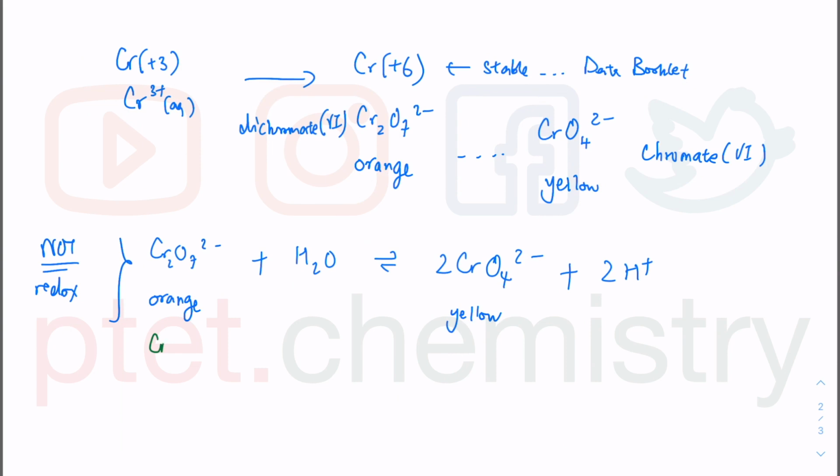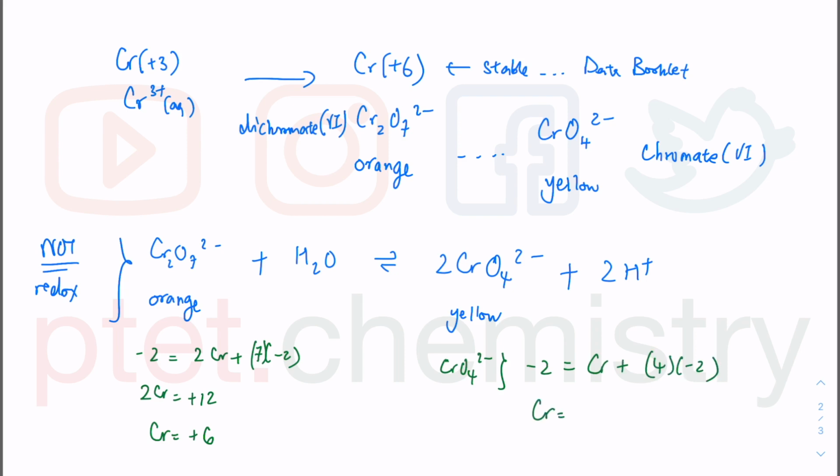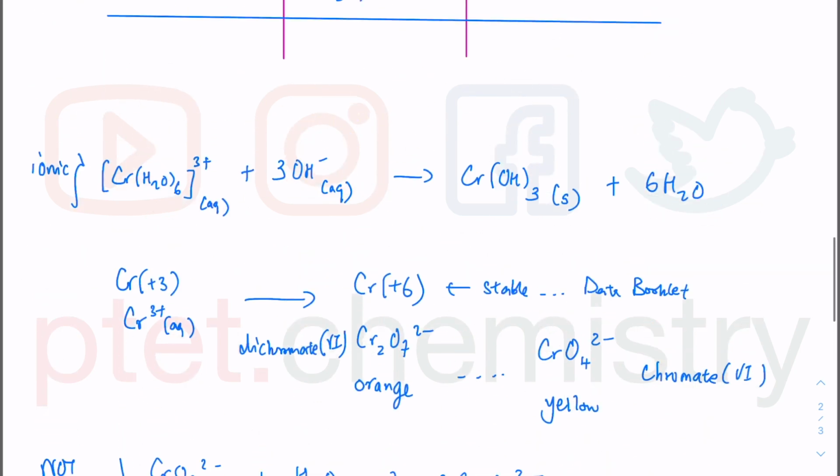So if you have Cr2O7 2 minus, minus 2 overall charge, 2 chromium plus 7 times minus 2. The oxidation state of each oxygen in the compound is minus 2, so 2 chromium is plus 12, each chromium is plus 6. For the CrO4 2 minus, the charge is minus 2, so that's the overall oxidation state. Chromium plus 4 times minus 2, chromium is going to be plus 6 there as well. No change in redox, no change in oxidation number. This is not a redox equation.